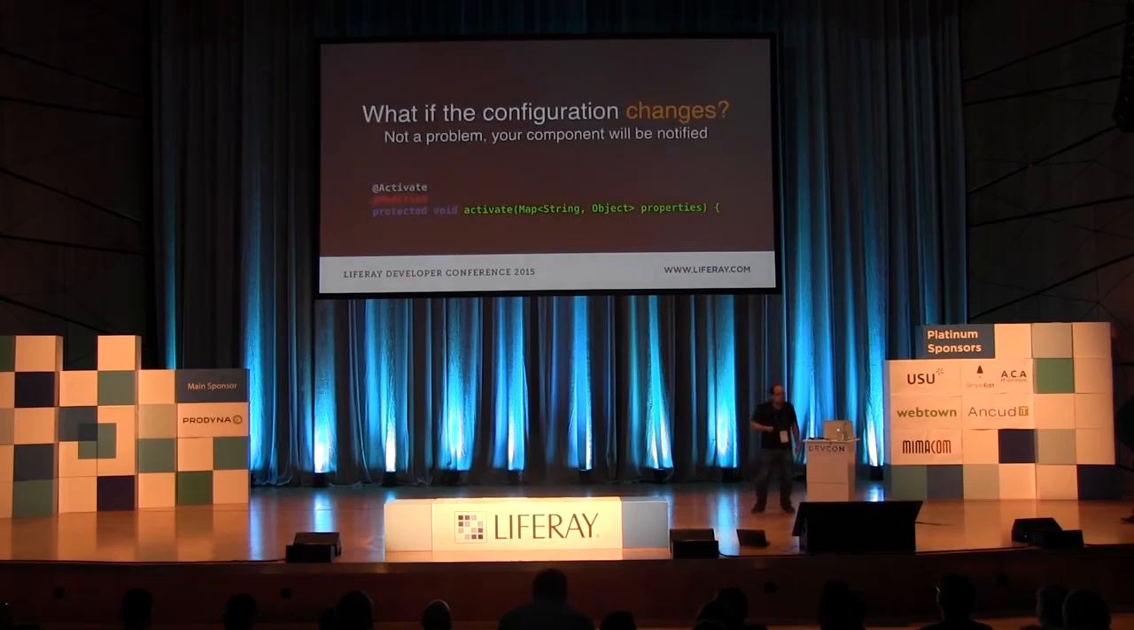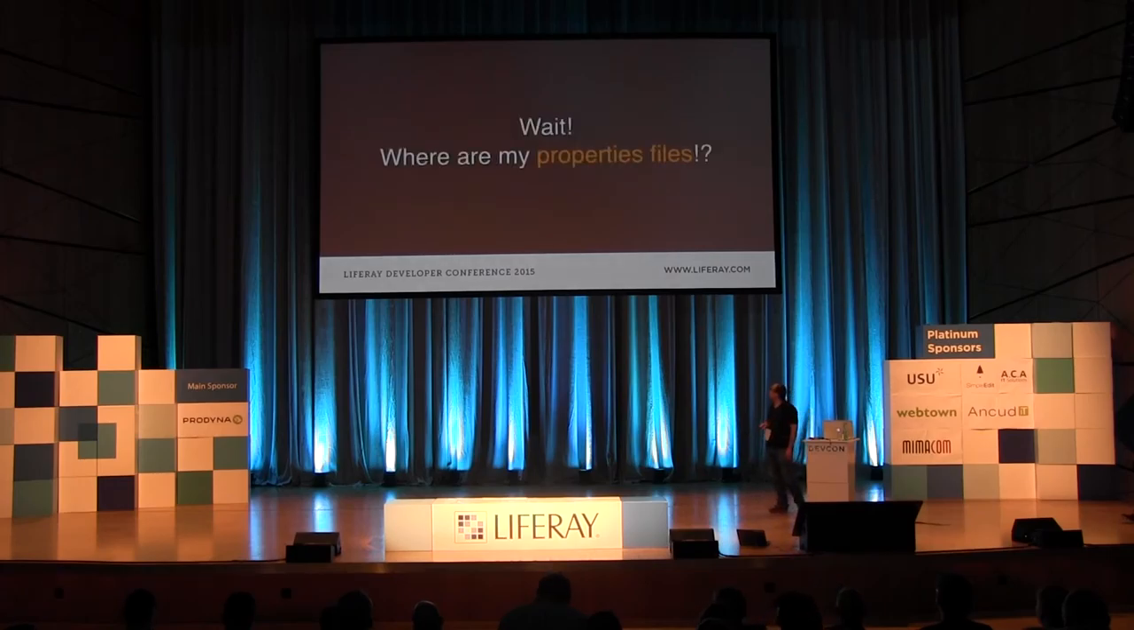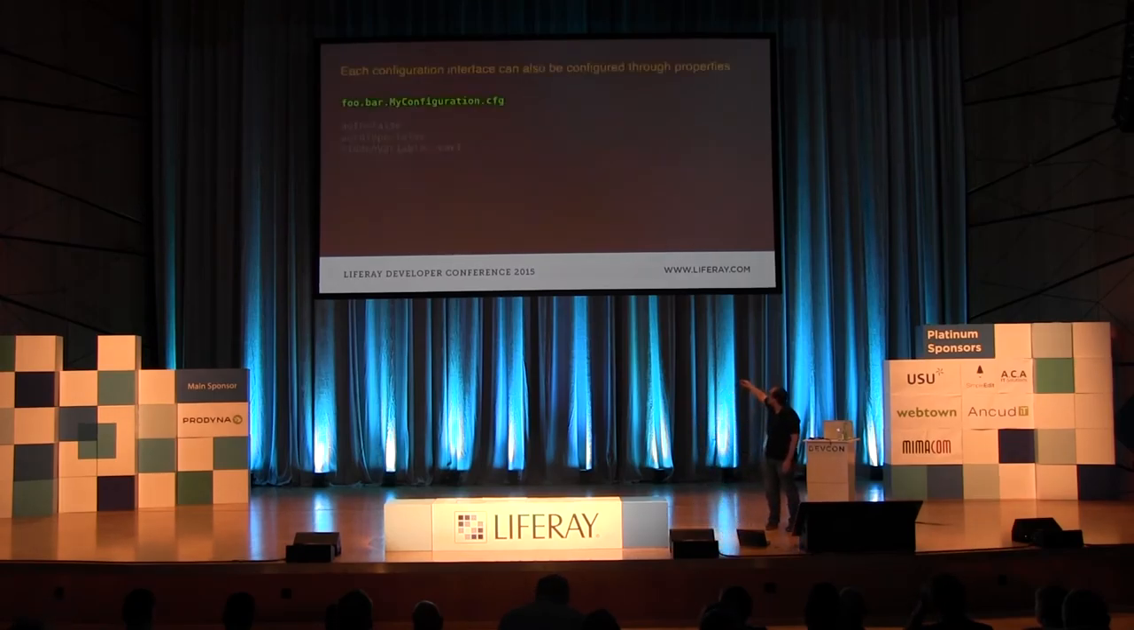But what if it changes? We also support the modified annotation, so it will automatically propagate when our component changes. We already mentioned the property files, but what if we also have property files? OSGi also supports hot deploy, so we can just copy and paste it to any folder that it's listening to, and it will propagate the configuration values that we specify. It has to follow certain standards. As you see, the package and configuration class, and it's a properties file.